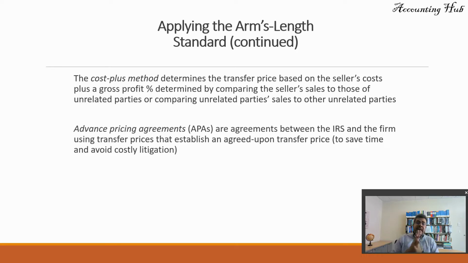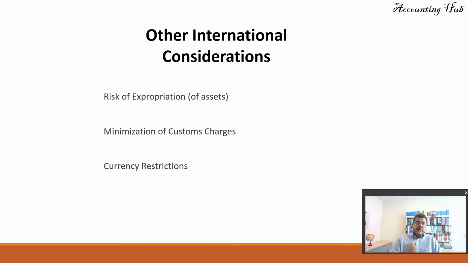Or advanced price agreements. We have these in the US, not in all countries. They are agreements between the IRS, or whatever the name of the tax authority, and the firm using transfer pricing, establishing an agreed-upon transfer price. Very large companies purchase not so many different components, and then, okay, this will be the transfer price. So here there is no method, but it is much more of an agreement. And again, the risk of expropriation, minimization of customs charges, and currency restrictions.